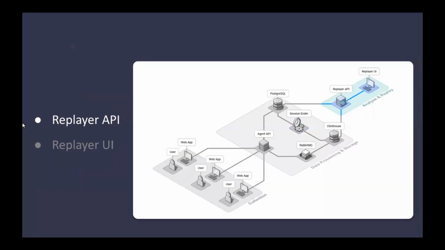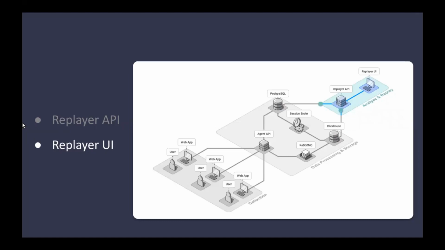user sessions. The third and final group of components in Bard's architecture is analyze and replay. This group is made up of two components. The first component is the replayer API, which connects Bard's user interface to the ClickHouse and Postgres databases. This API handles listing user sessions, retrieving session replay data, and all CRUD operations for conversion funnels.